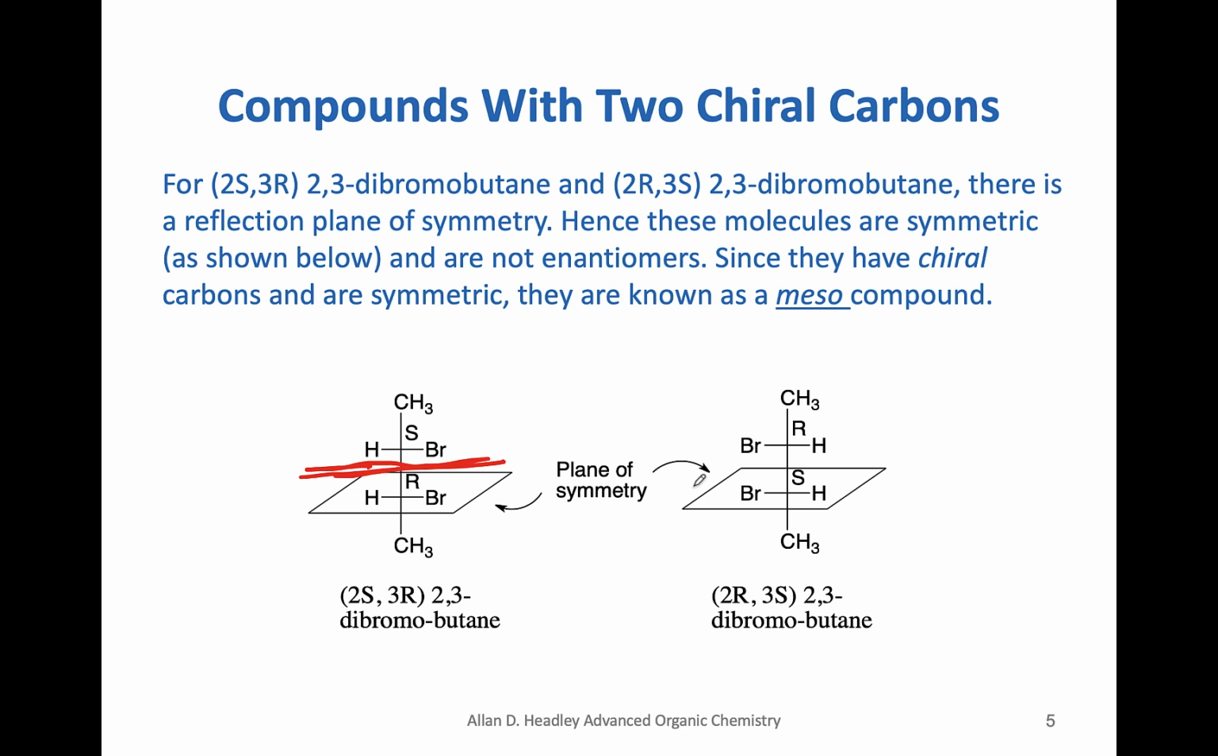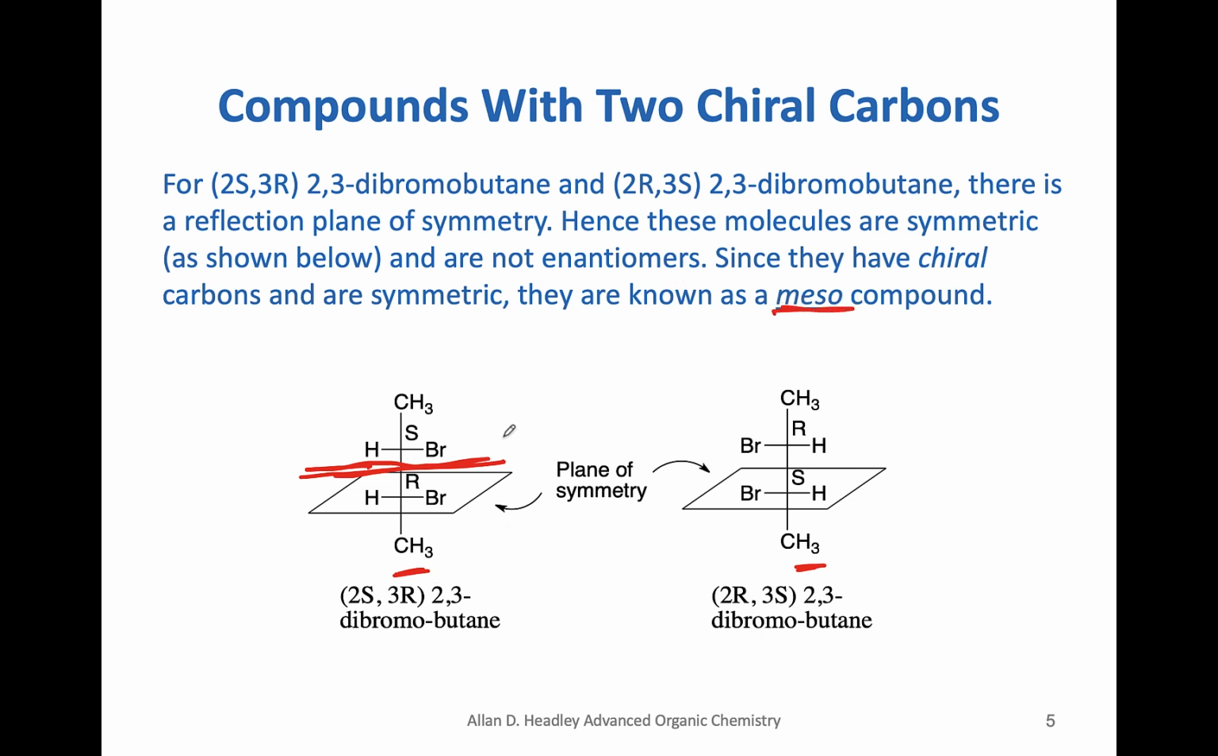Another test is that these two molecules are superimposable on itself. So if you take this molecule, it is superimposable on that molecule. Therefore, they are the same molecules. They are not enantiomers, and they are not diastereomers. Okay, they are described as meso compounds.